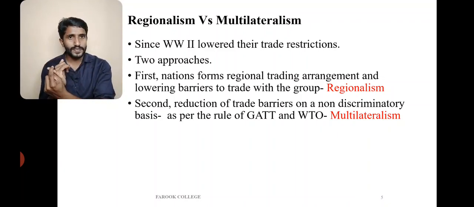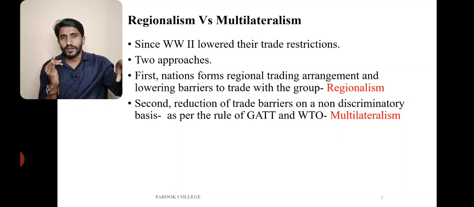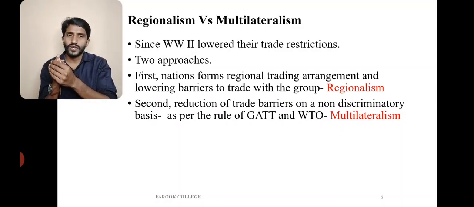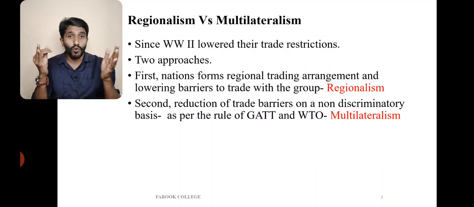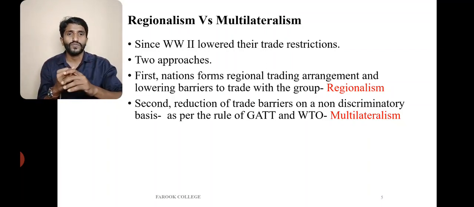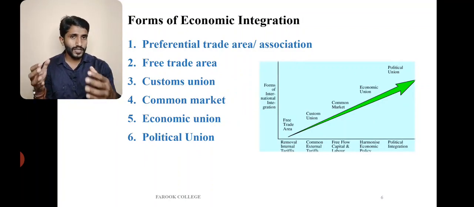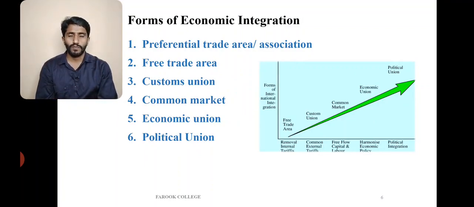One is regionalism, making regional groups to create trade, and the second is multilateralism, which is a little more advanced or widened, and also on a non-discriminatory basis with all the countries. So these were the two possibilities, especially after the Second World War. Now we are checking what the different forms of economic integration are. So these are the 6 forms of economic integration.